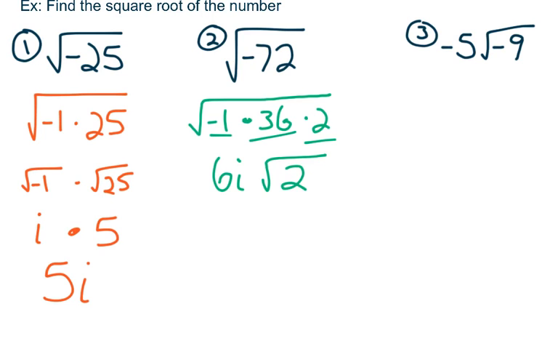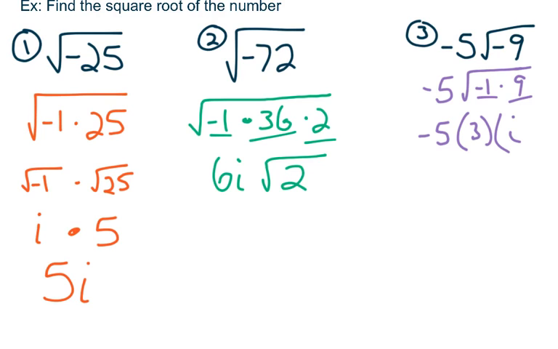Number 3. Negative 5 times the square root of negative 9. So the negative 5 is already on the outside. I'm going to make this negative 1 times 9, and we'll go from there. So start with your number. I still have the negative 5 out front. Square root of 9 is 3. Square root of negative 1 is i. So now I don't have any square roots, and I'm just multiplying this all together. The only two things I can multiply together are the negative 5 and the positive 3. So negative 5 times 3 is negative 15, and then an i on the end. So negative 15i would be your answer for number 3.